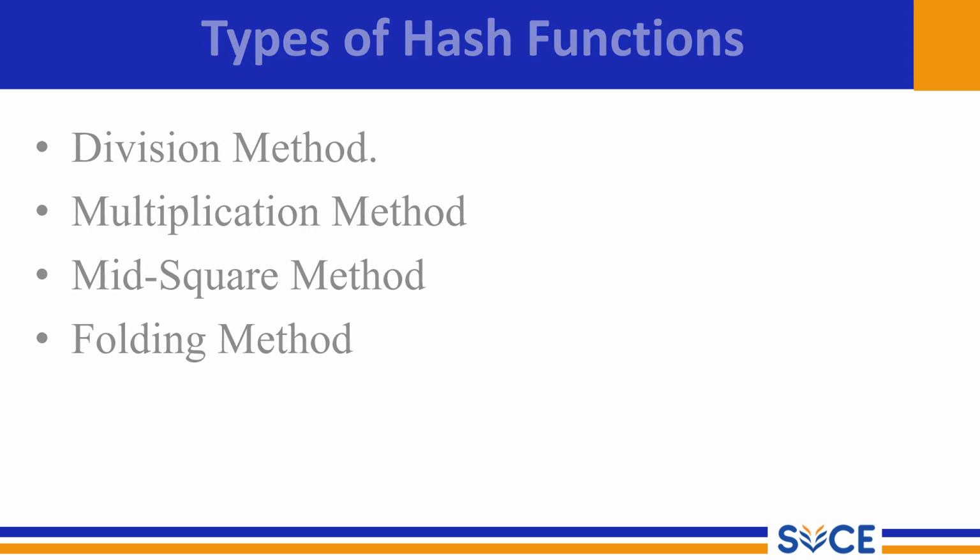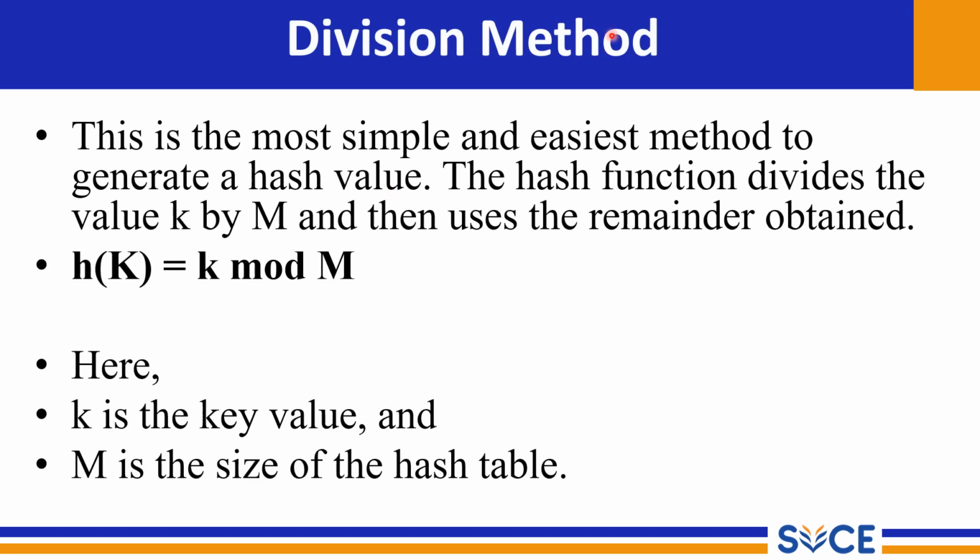So first one is nothing but the division method. This is the most simple and easiest method to generate hash function. The hash function divides the value k by m and then uses the remainder. So h of k is equal to k mod m. So here k is the key value and m is the size of the hash table.